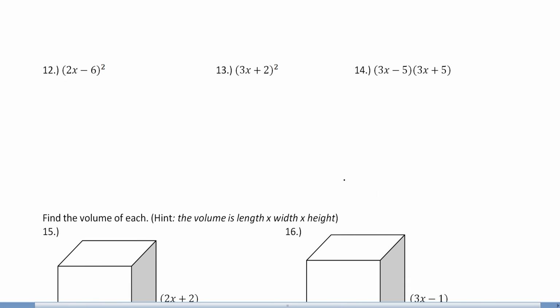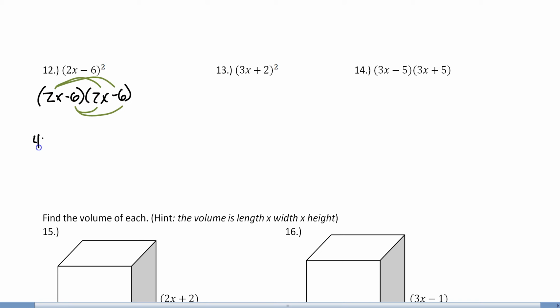For this one, anytime we're squaring a polynomial like this, we always want to write it that many times. So if it's 2x minus 6 squared, I want to write it as 2x minus 6 times 2x minus 6. And now it's just like the problems we were just doing. I have to use my distributive property or FOIL for this one. I'm going to distribute the 2x, and then I'm going to distribute a negative 6. So again, just be careful as you distribute here.